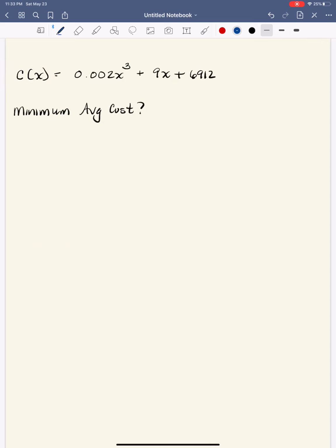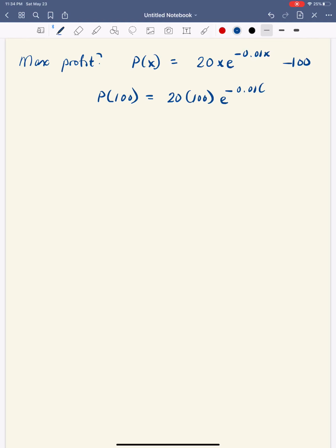Now, just going to get rid of this real quick here. So now let's answer a couple other questions here. What is the max profit? We got the number of units that makes it happen. What is the max profit? Well, we know that P of x was 20x e to the negative 0.01x minus 100. So that means the max profit happens when x is 100. So it's 20 times 100 times e to the negative 0.01 times 100 minus 100.